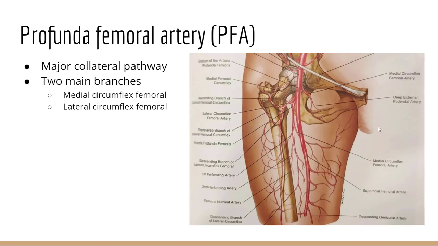The profunda is a very important artery, not only for collateralization but also for surgical bypass. There are two main branches, the medial and lateral circumflex femoral arteries. It's an important artery to comment on, even if it's just a brief comment on CT runoffs. I'll try to say something like they're patent, or it's patent, or there's a severe origin stenosis. That sort of information can be quite helpful.